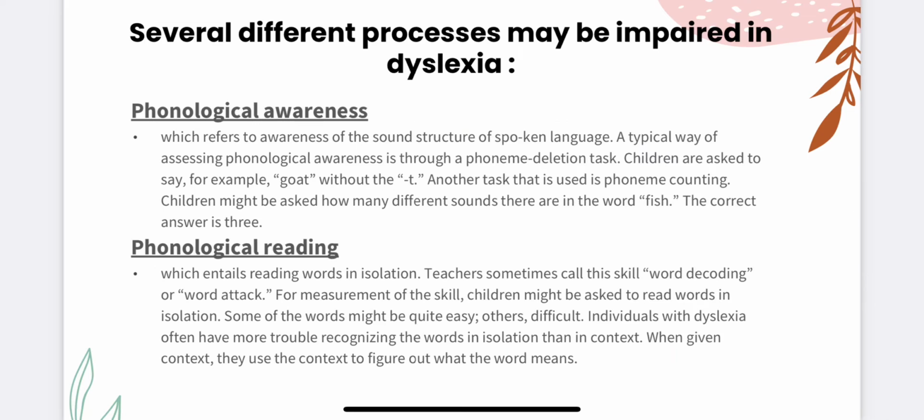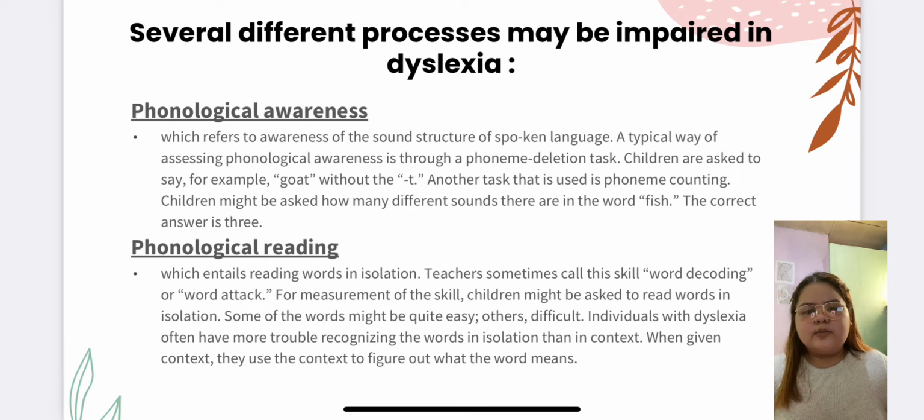So next, we have here several different processes that may be impaired in dyslexia. We have phonological awareness, phonological reading, phonological coding, and lexical access. So we have phonological awareness, which refers to awareness of the sound structure of spoken language.